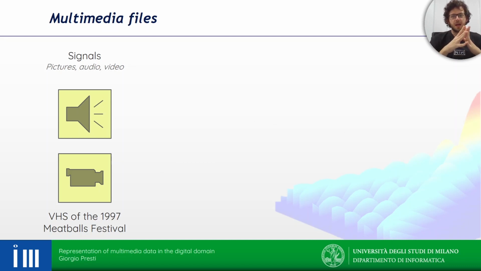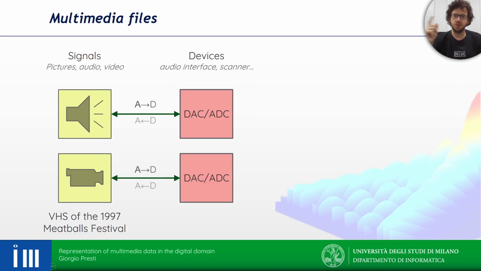Okay, it's now time to talk about multimedia files. What does it mean? Well, if we have our signals, for example, the VHS of the 1997 Meatball Festival in Brescia, we want to store it inside a computer. This is an analogic source. We have to convert it into digital with the digital analog converter, as we said.